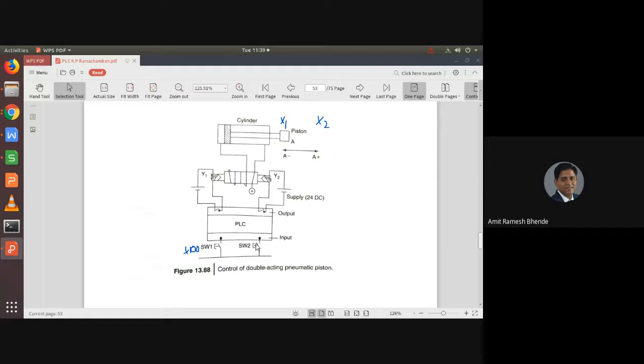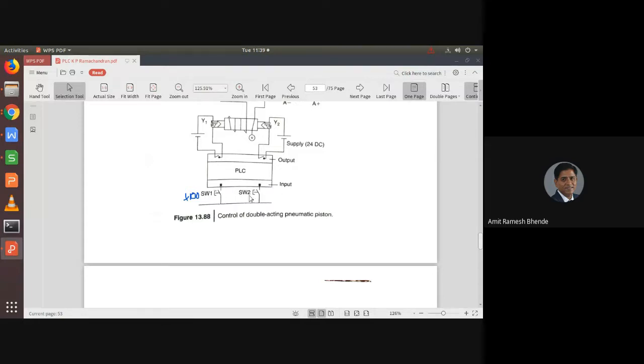Now we know that every PLC has its input line and output line. Towards the input line, two switches SW1 and SW2 are connected, and on the output side there are two connections, solenoid 1 and solenoid 2. Y1 is the first output device and Y2 is the second output device. Similarly, on the input side there are two switches, SW1 and SW2. Here you can see that these are normally open switches.